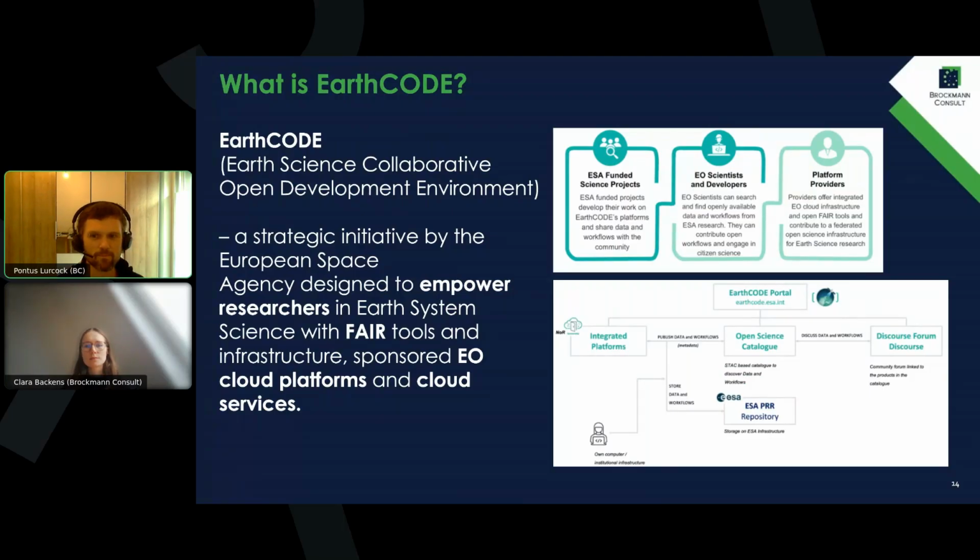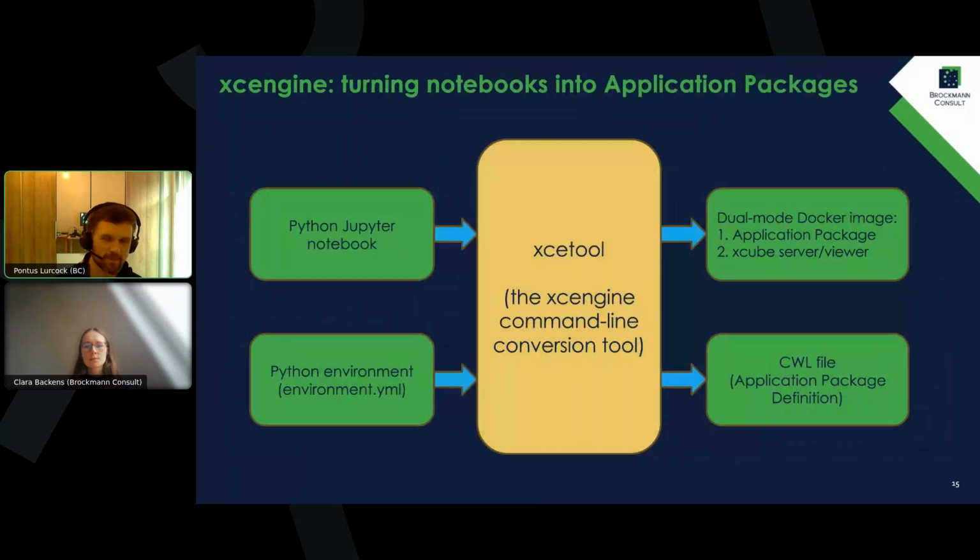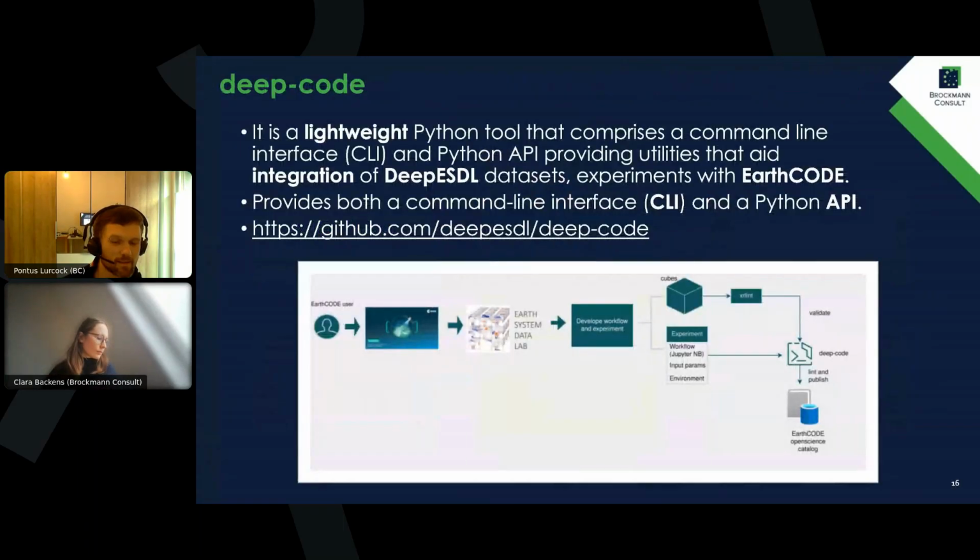So the code and the data can go out into the cloud and be cataloged and be available for reuse and building on. XCube provides a couple of tools within this workflow. One of them is xcengine, which takes Jupyter notebooks and turns them into Earth observation application packages, which lets you plug them into cloud-based analysis workflows. And the data counterpart to that is DeepCode, which essentially tidies up and verifies and catalogs output data sets and puts them into web catalogs.